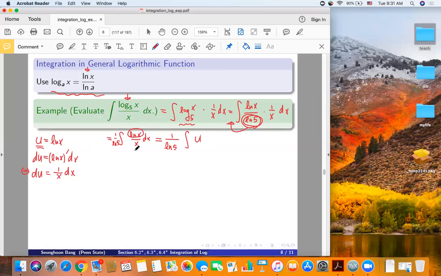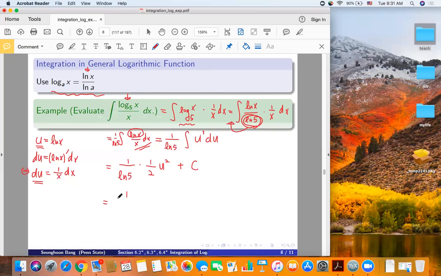Here, 1 over x dx is du. So we have 1 over ln of 5 times, you can use the power rule. This is u to the power 1, so 1 over 2 u squared plus c.